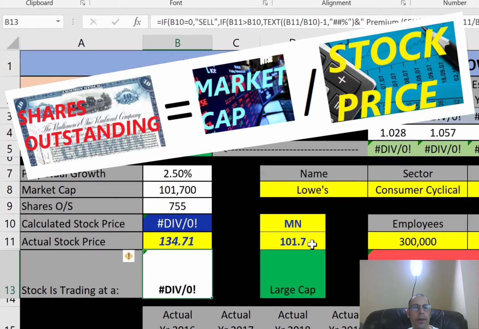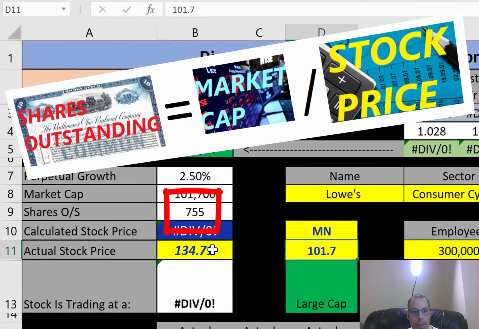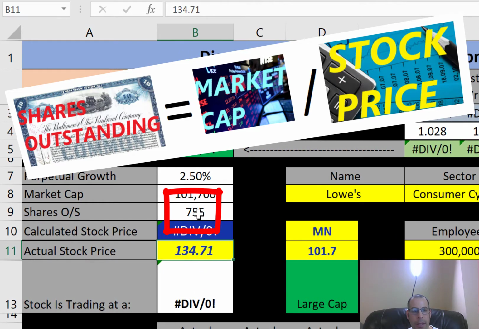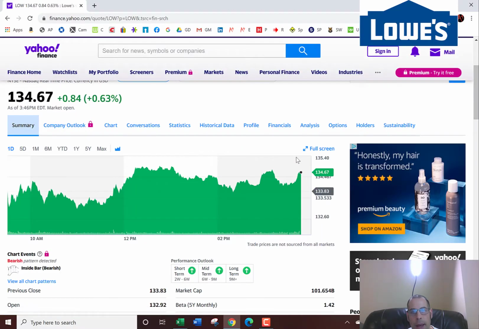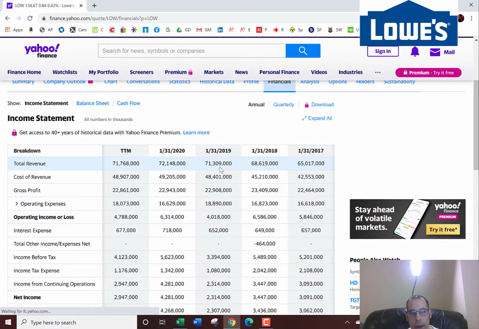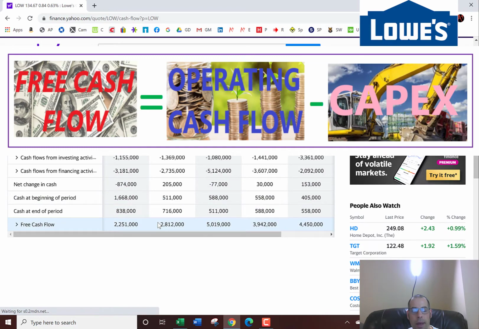And now we can figure out the shares outstanding, because it's just the market cap divided by the stock price. That gives you the shares outstanding, 755 million shares. Next we're going to get the free cash flows. And this is how you value a company. You estimate the future free cash flows and then you discount that dollar amount back to today's value.